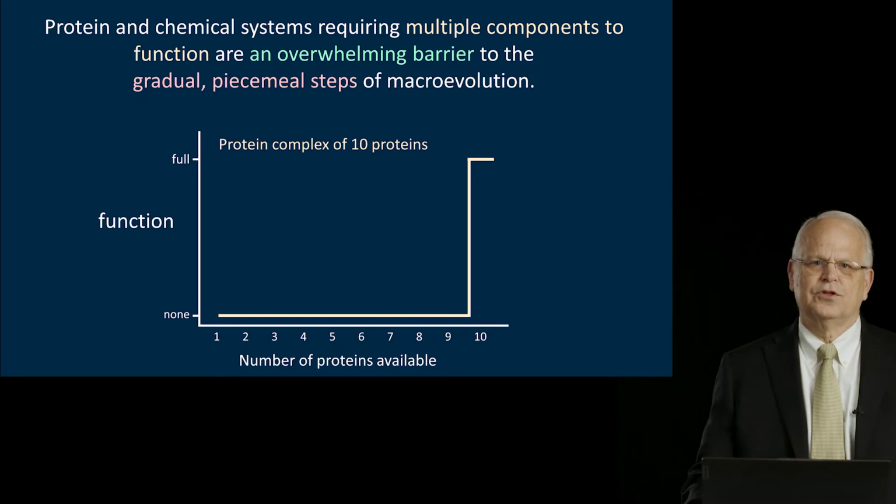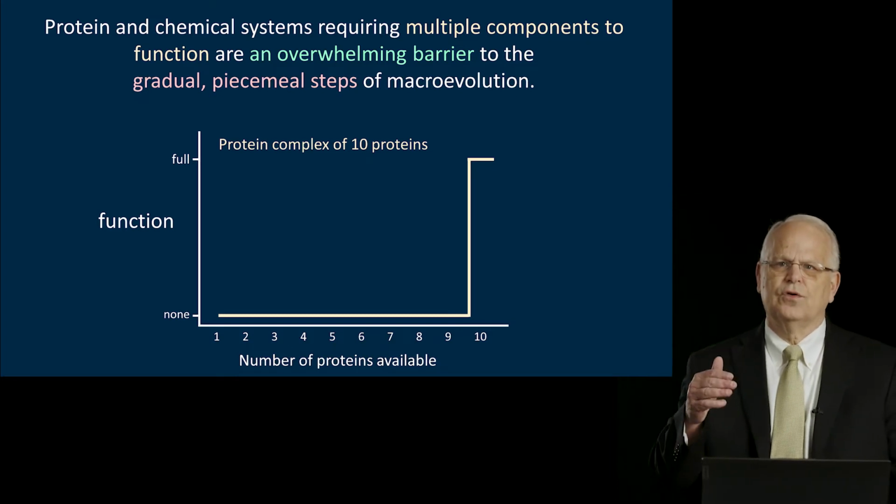And yet macroevolution has got to proceed in a sequential, gradual fashion, making one protein and then having natural selection keep that protein around until it can make the next protein, and then have natural selection keep that protein around until it can make the next protein. And what we would see would happen is if it made a protein in this complex, it would serve no useful purpose, so natural selection would not keep it around. So anytime we have protein and chemical systems that require multiple components to function, this is a huge barrier for macroevolution. It just cannot account for how these protein complexes exist.